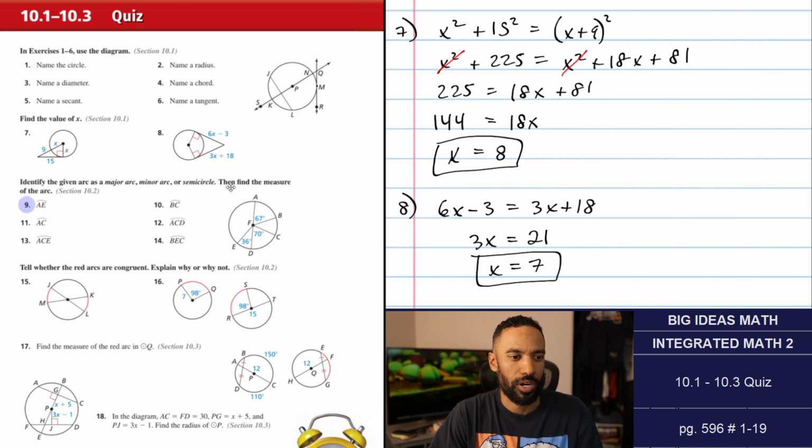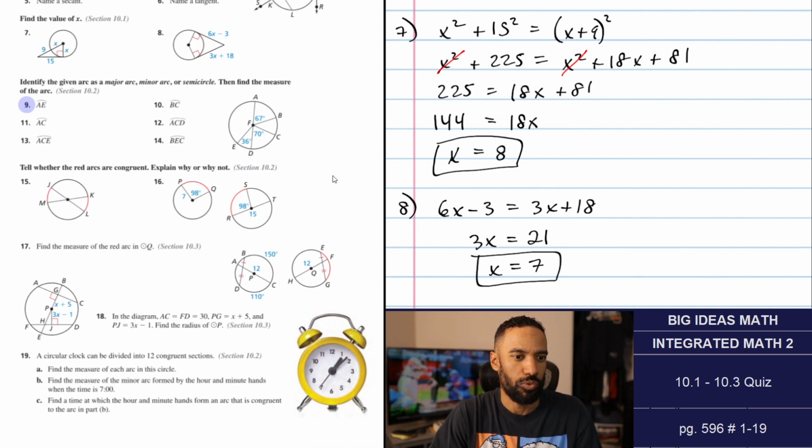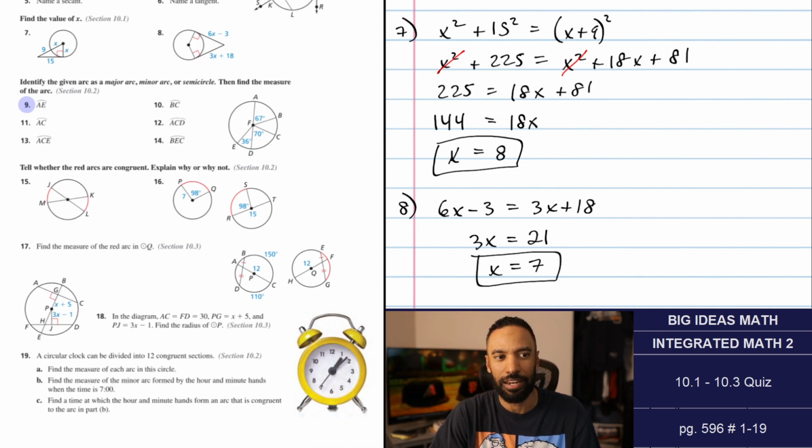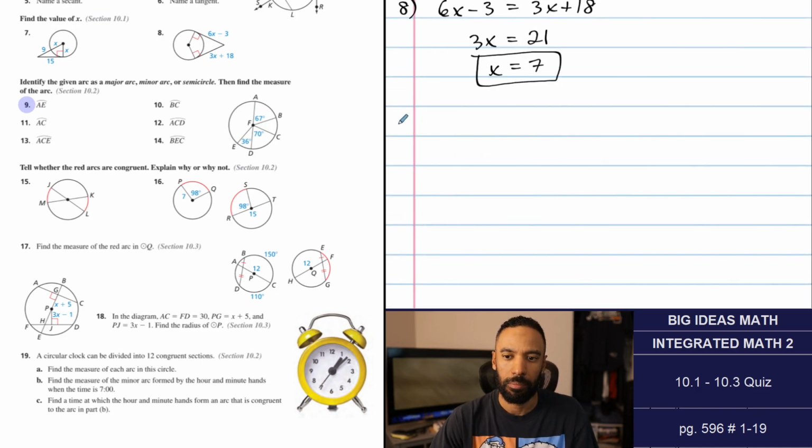That was section 10.1 as well. Now let's move on to section 10.2 for numbers 9 through 14. They say identify the given arc as a major arc, minor arc, or semicircle, then find the measure of the arc. So on number 9, we have arc AE.